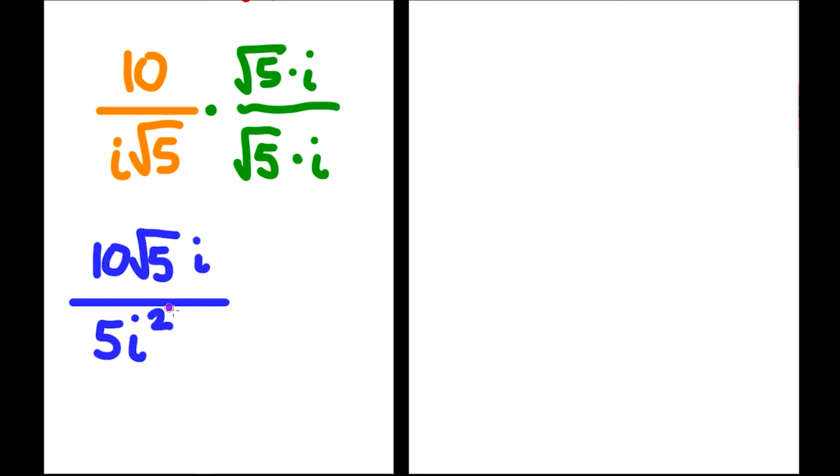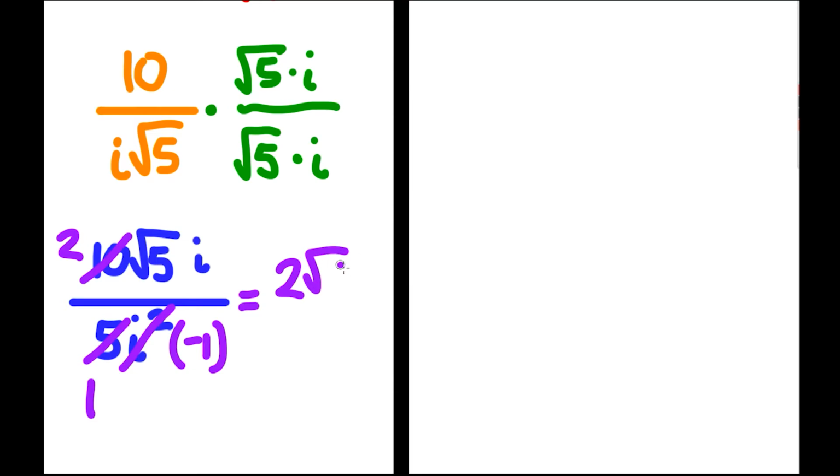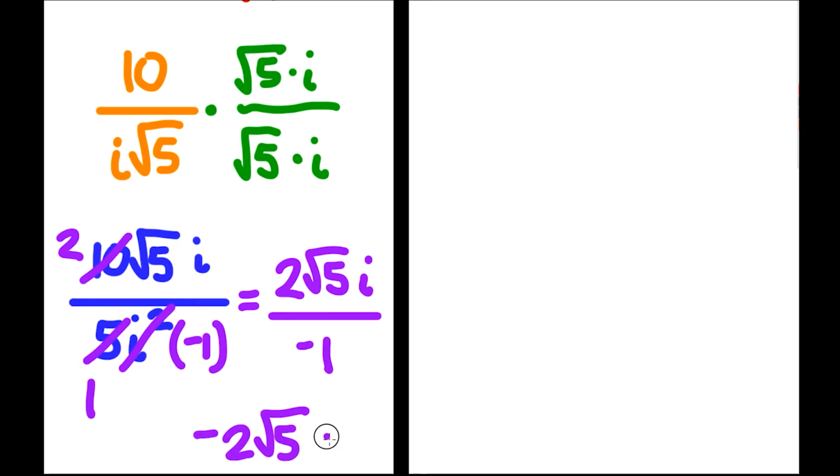Well, i squared is negative 1. So now what you can do is simplify this further. 10 over 5 is 2 over 1. So now you multiply across, you end up with 2 root 5 i divided by negative 1. So essentially your answer would be negative 2 root 5 times i.